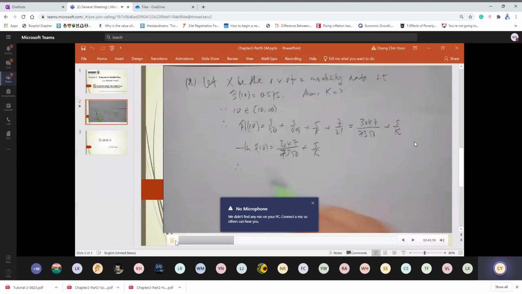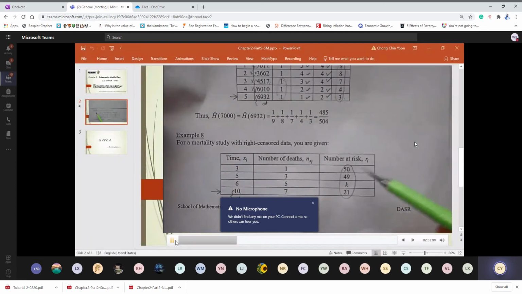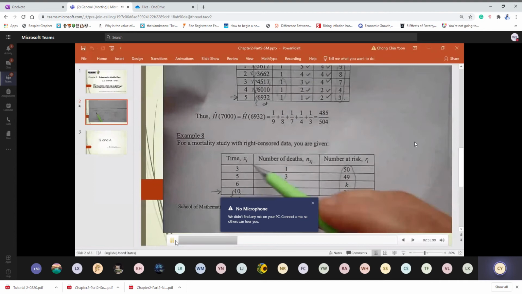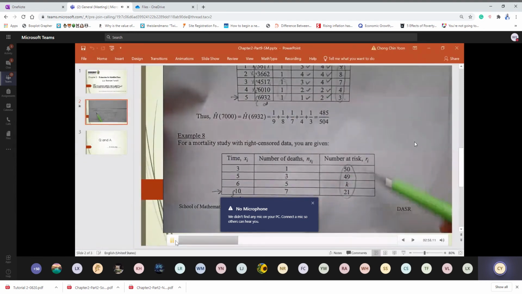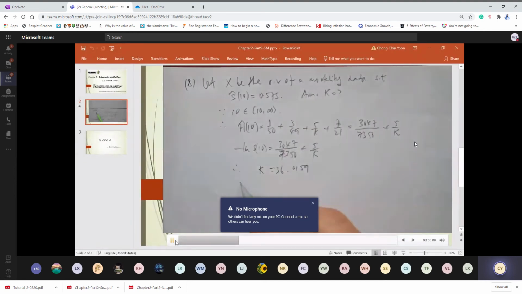Therefore, when we calculate this, you will get k equal to 36.0159. So remember, all the values here must be integers. So k is also an integer. Therefore, k is about 36. Okay, so I hope you get it.